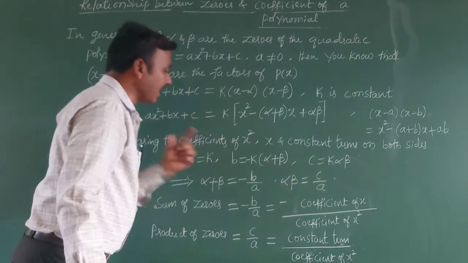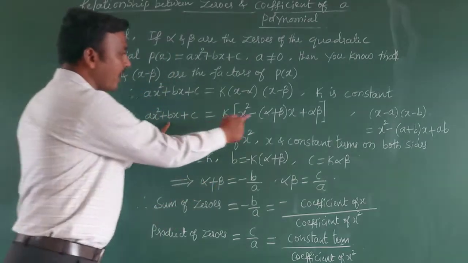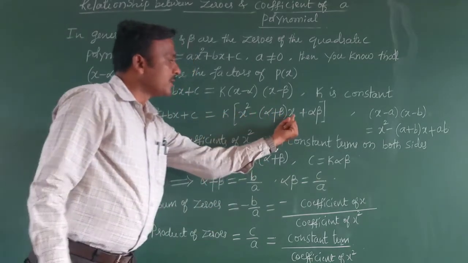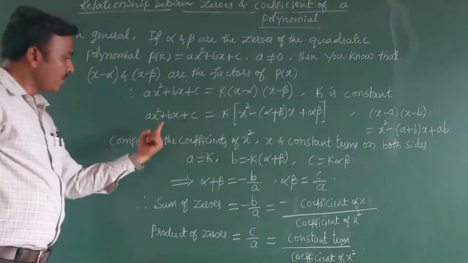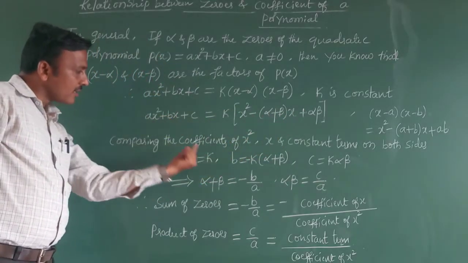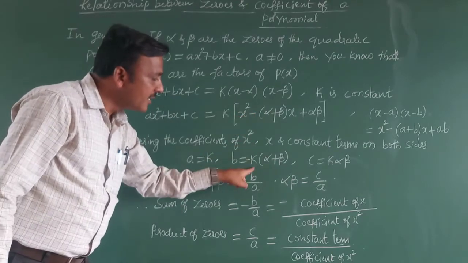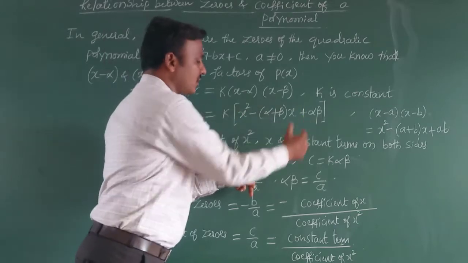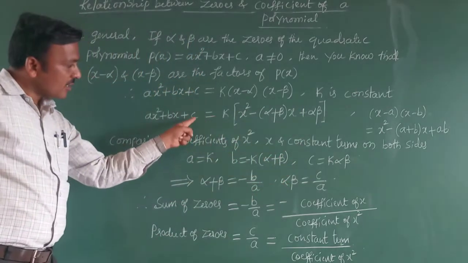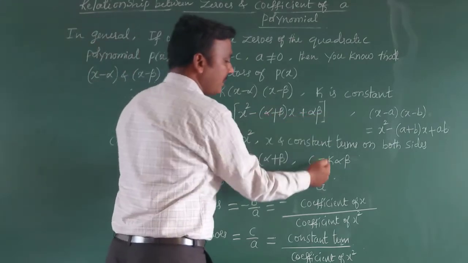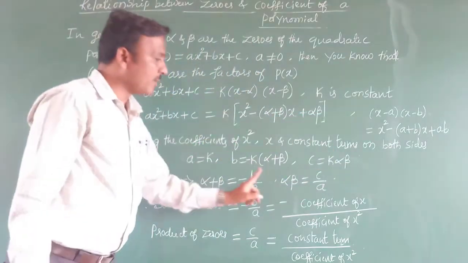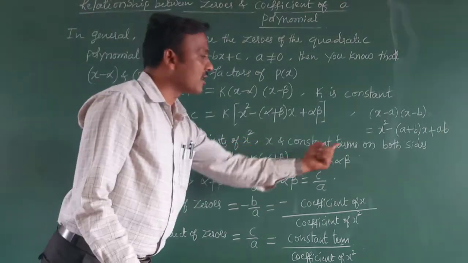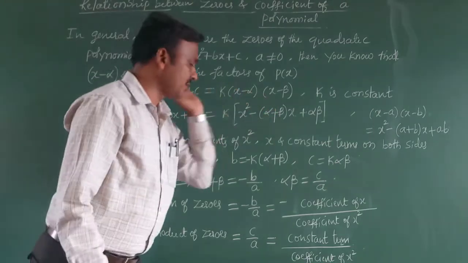Next, the coefficient of x. On the right it is −k(alpha + beta), and on the left the coefficient of x is b. So b is equal to −k(alpha + beta). For the constant term, c is equal to k times alpha times beta. Compare all the coefficients of x², x and the constant term on both sides, LHS and RHS.